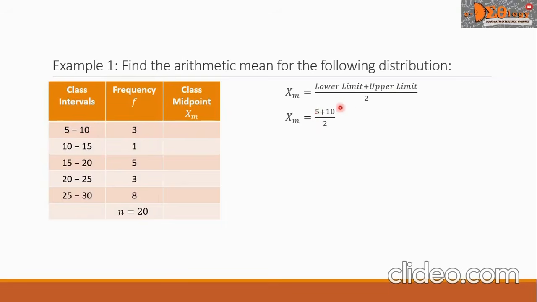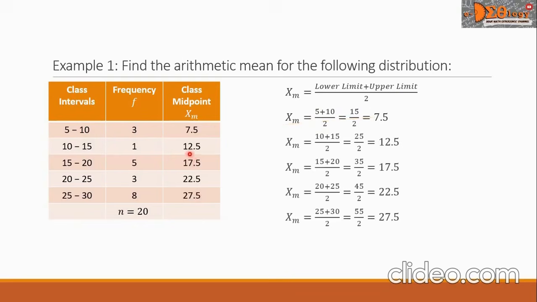Simplifying, this 5 plus 10 will give 15, and then this is divided by 2, and we will have 7.5. And this value we will write on the blank. So we have here the 7.5. We will follow this idea for the other blanks on the class midpoint column.